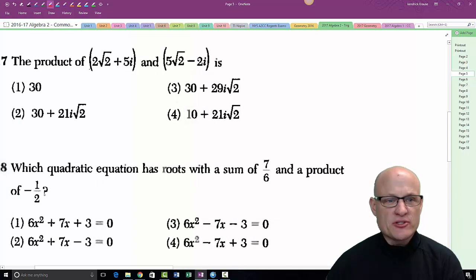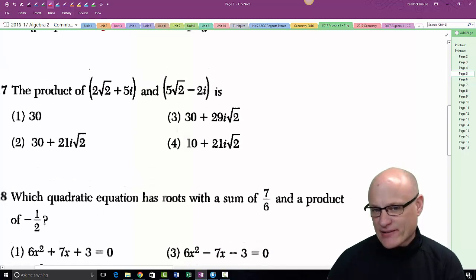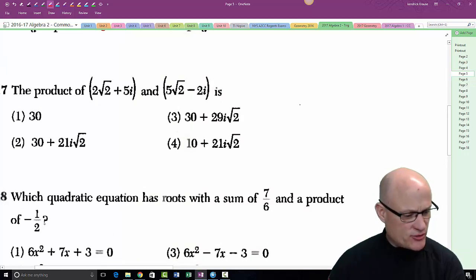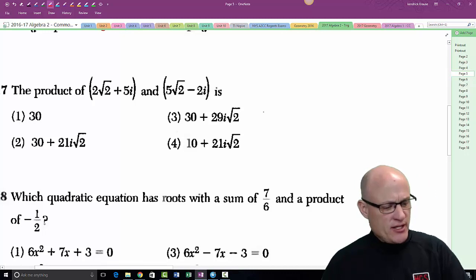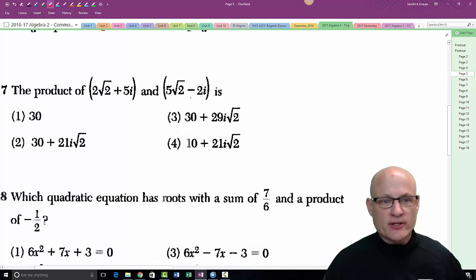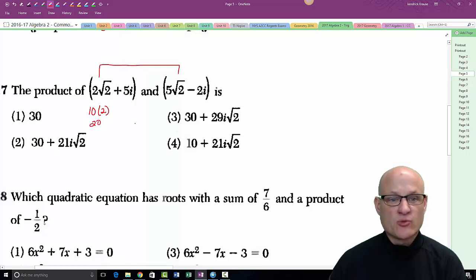So here's another one. If you just put it in your calculator, you might have been tricked into thinking the answer was 3. I think they tried to trick you into thinking the answer was 3, but I don't think it is. So let's do this the correct way. So this is 10. And then square root of 2 times the square root of 2 is just 2. So that's 20. So I'm already at 20.